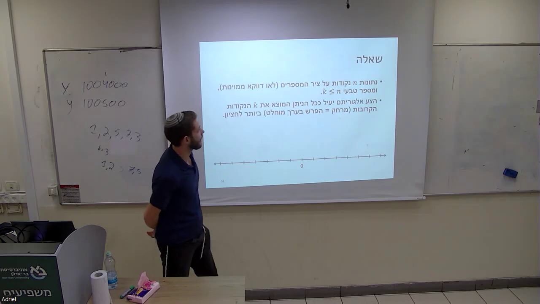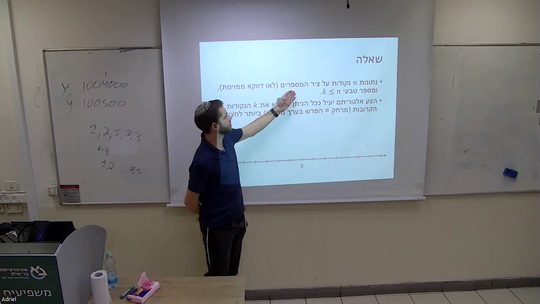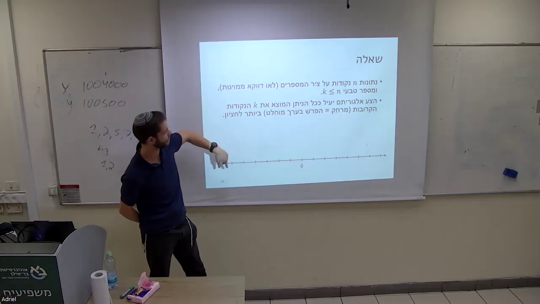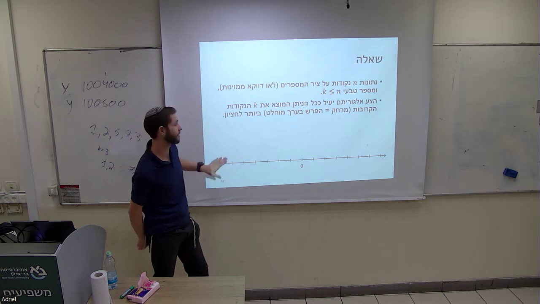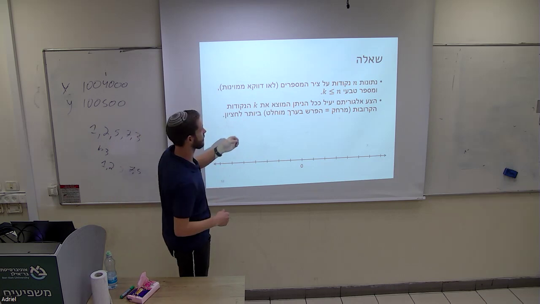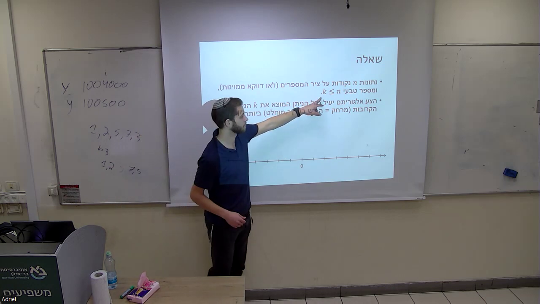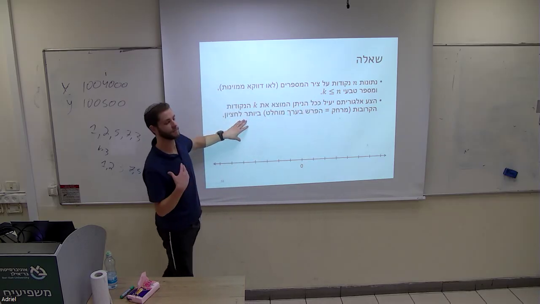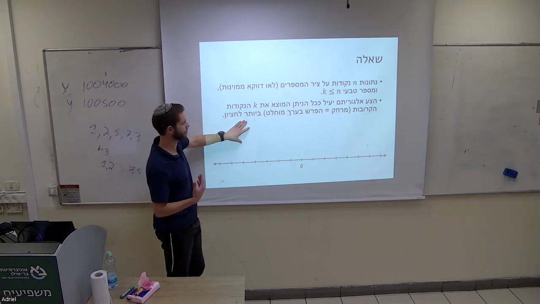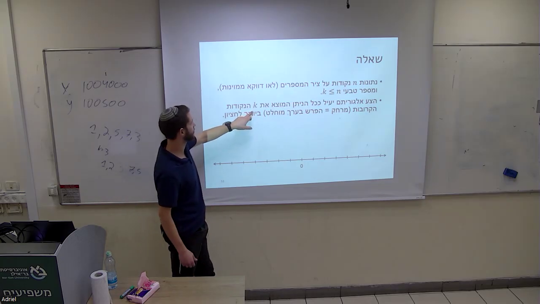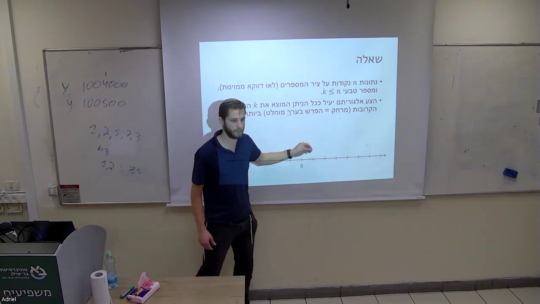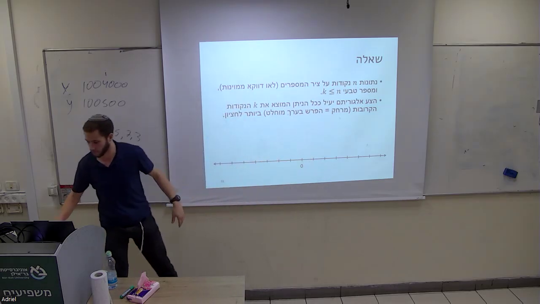So, given n points on a number line and a natural number k, propose an algorithm with the best runtime that finds the k points that are closest to the median of all the points. So let's see an example for that.